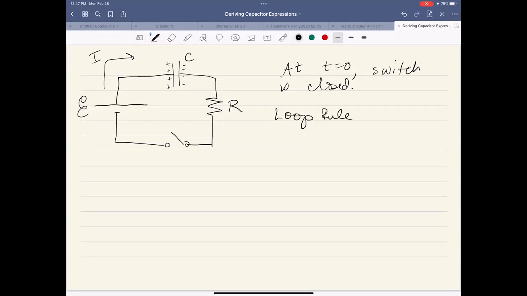Remember that Kirchhoff's loop rule says that if you start and end at the same point in a single loop around a circuit, and you sum up all the changes in voltage as you walk around that loop, then the sum of those changes in voltage must be 0. So we're going to close our switch, and then look at the loop. Let's start at the lower left-hand corner of our loop and walk around. First, we go across the battery from the ground to the positive terminal, and that causes an increase in voltage of plus the EMF of the battery.